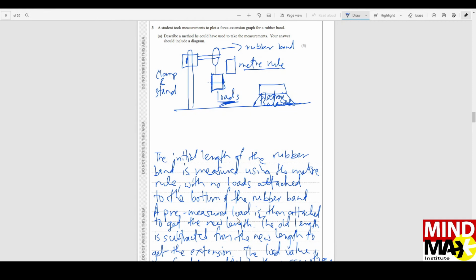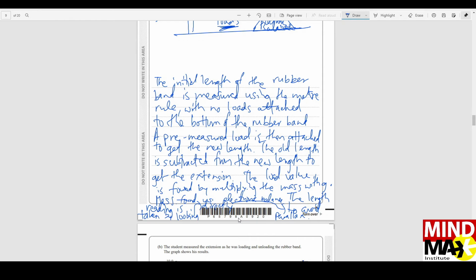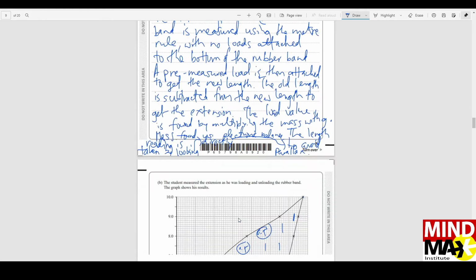And after you have applied that pre-measured load, the new length of the rubber band is measured using the meter rule, and then you subtract the old value of the length of the rubber band from the new value. That will give you the extension. So this is carried out for a range of different loads, and that is how you will get many values of the force and the extension, which are later used to draw a graph. Okay, so that is what I wrote over here. So you have to make sure you are labeling everything as well as mentioning all the devices which are used to carry out the measurements. As you can see, electronic balance to measure the loads and the meter rule to measure the extension of the rubber band.